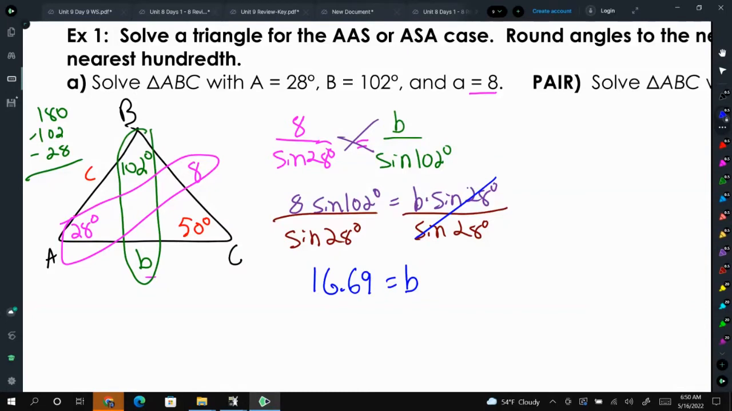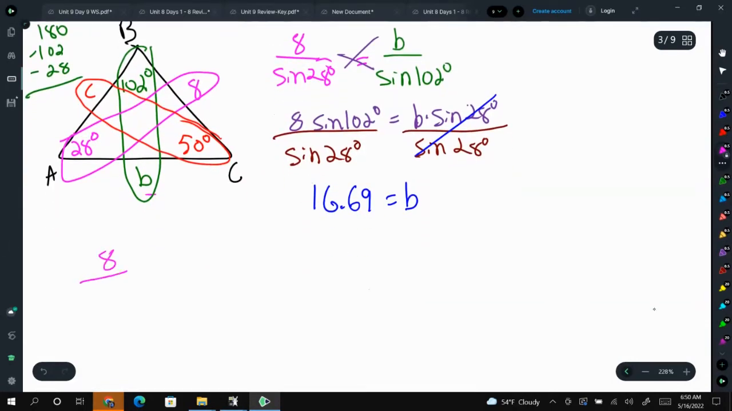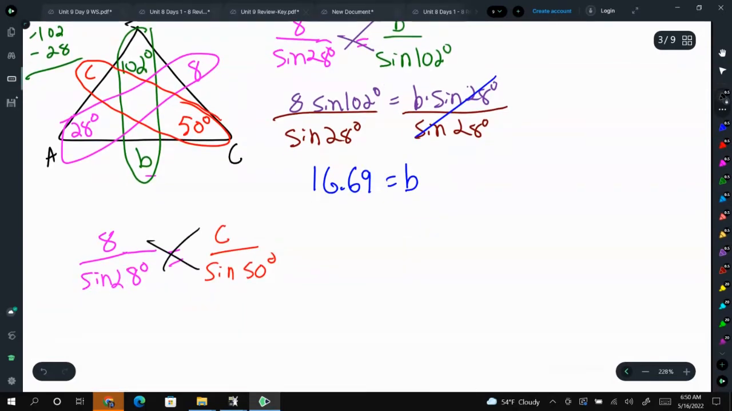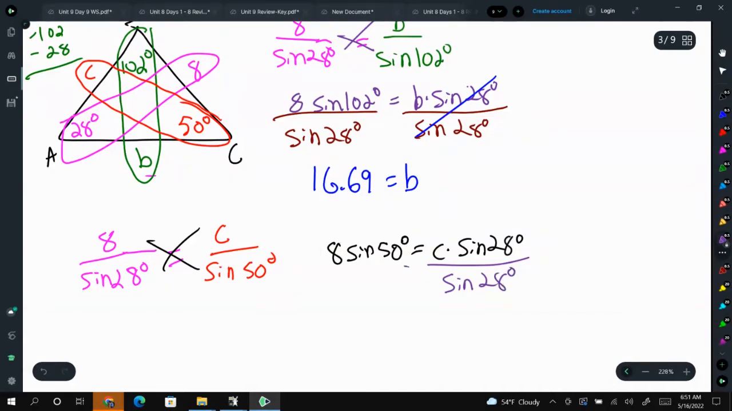Now we're going to do the same thing for C. These two are going to go together. I'm still going to use my pink one here. So 8 over the sine of 28 degrees equals C over the sine of 50 degrees. And again, we'll cross multiply. And when we cross multiply, it's going to be 8 times the sine of 50 degrees equals C times the sine of 28 degrees. And then we'll divide both sides by the sine of 28 degrees.